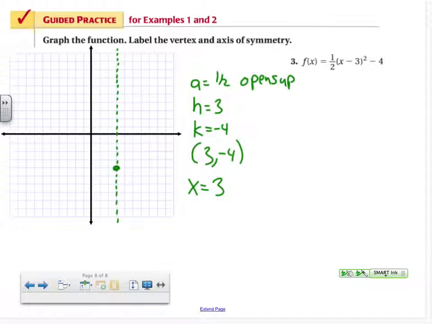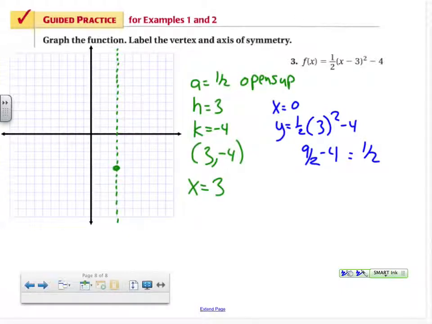All right, let's plug a few points in. We'll plug in 0. I always like to do 0. It's so easy to calculate with 0. Y equals 1/2. 3 squared minus 4. 0 minus 3 is negative 3, but since I'm squaring it anyway, so 9 halves. That's 4.5 minus 4 is 1/2. So when x is 0, y is 1/2. Okay, and then let's reflect that.